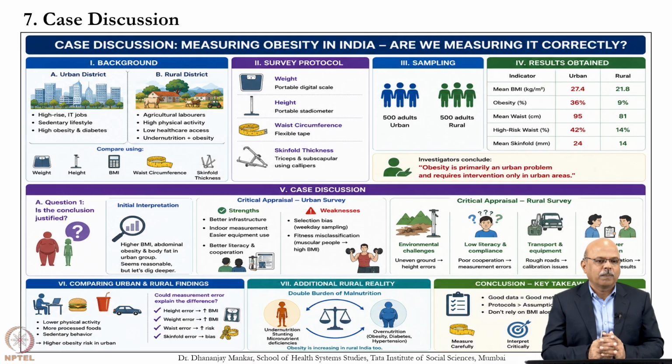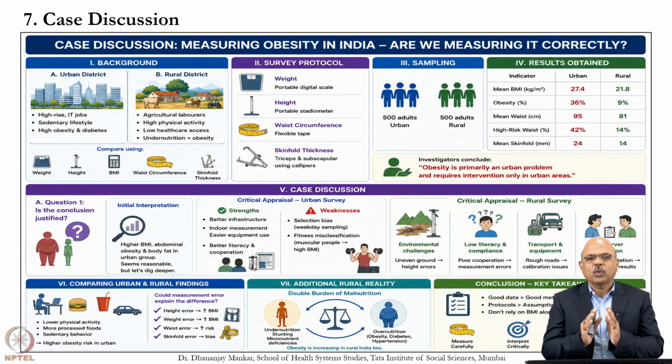big question over here. So we are differentiating between an urban district and a rural district. In the urban district there is a high share of IT jobs, sedentary lifestyle, and high obesity and diabetes. In the rural district there are agricultural laborers, high physical activity, low healthcare access, and undernutrition plus obesity.